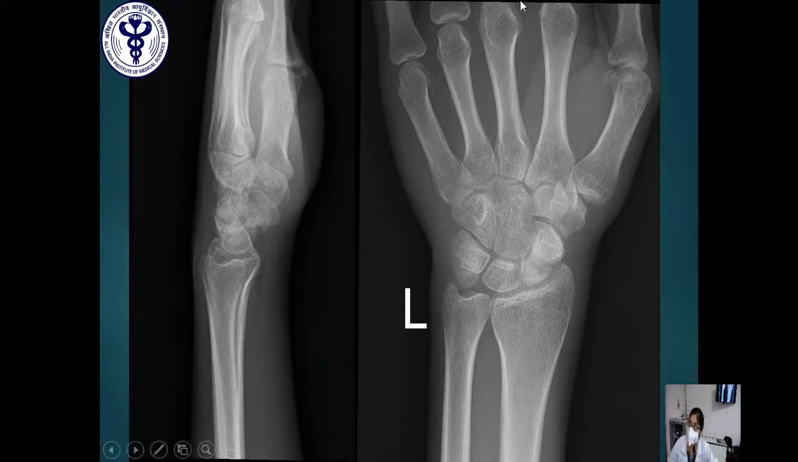Hi, good afternoon, everyone. So on this X-ray PA view of the hand, we can see that there is a fracture line through the waist of the scaphoid bone, which is accompanied by sclerosis. The carpal lines are maintained, and the radiocarpal joint is also normal. On the lateral view, we can see that the bony alignment is maintained.